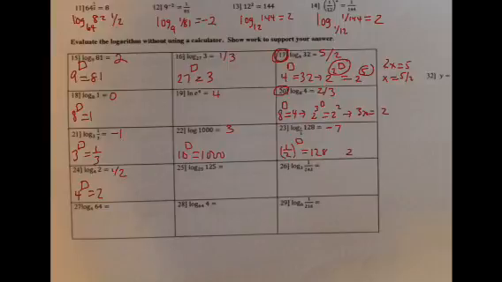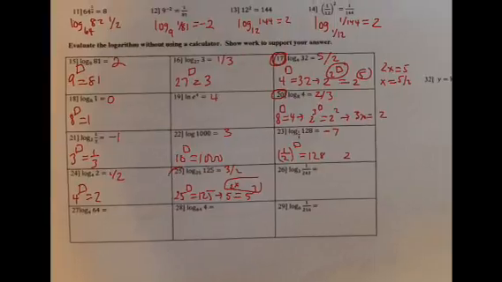Number 25 is 25 to what power gives you 125? Well, you can write it both in terms of 5. So this is 5 squared to the x equals 5 to the 3rd. When you set the exponents equal to each other, you get x equals 3/2. Again, this is one from the next lesson. I just didn't realize they were going to put them in this early, but we'll talk about this when we get to the next lesson.